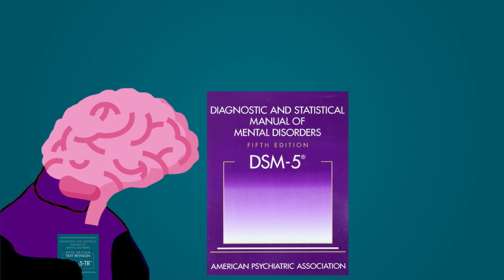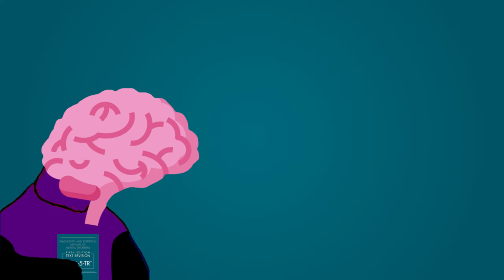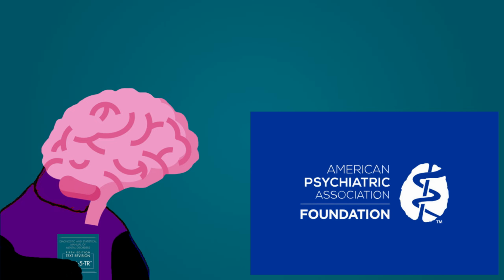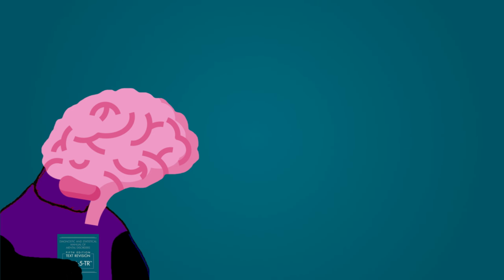The DSM, Diagnostic and Statistical Manual of Mental Disorders, and the ICD, International Classification of Diseases, are two major systems used to diagnose mental health conditions, but they differ in important ways. The DSM is published by the American Psychiatric Association and is mostly used in the United States, while the ICD is published by the World Health Organization and is used internationally.